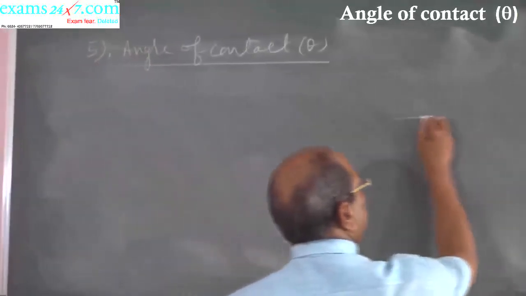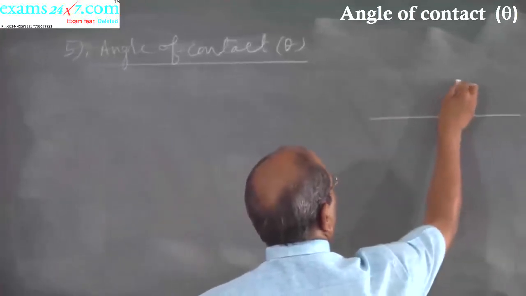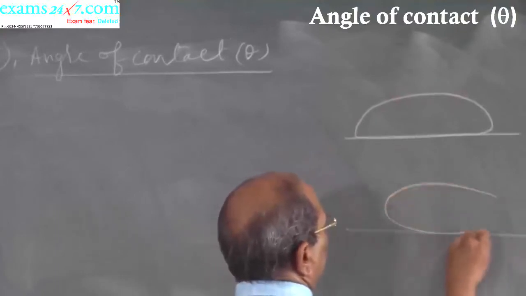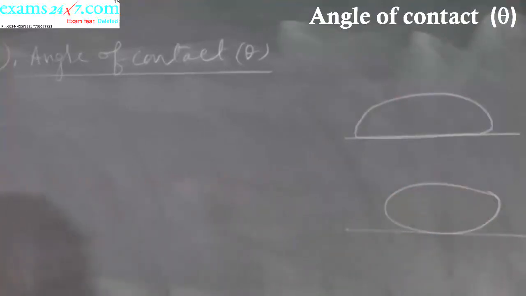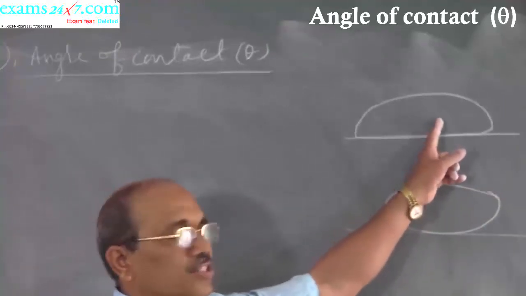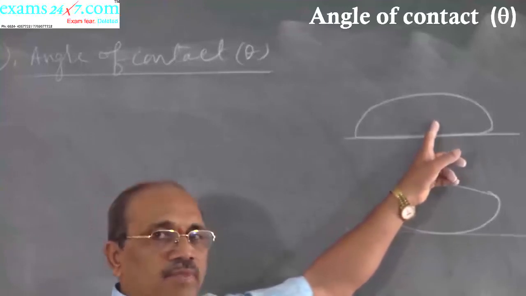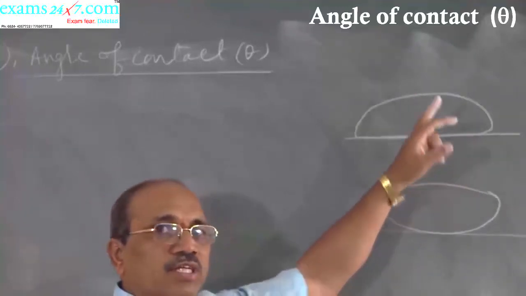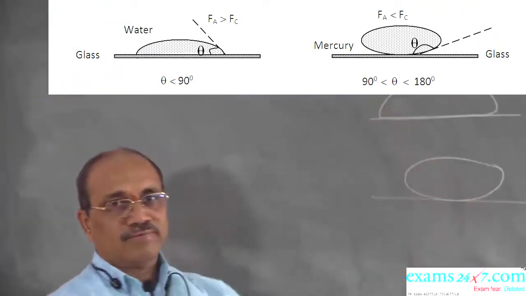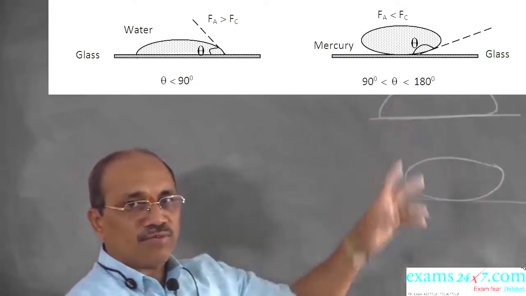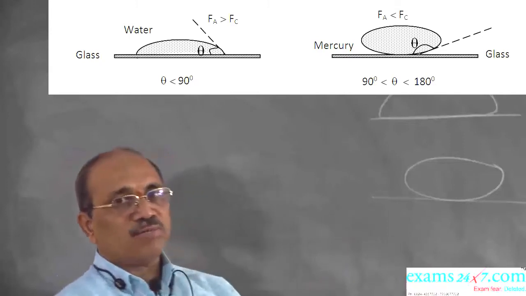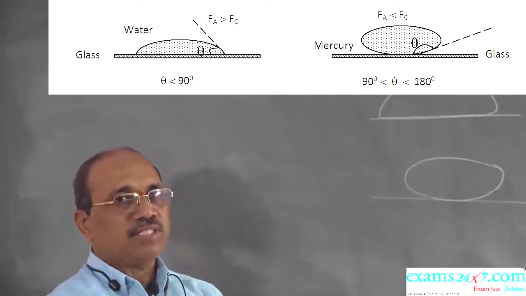Whenever we take a liquid drop on any surface, it may wet the surface or not wet the surface. Why this happens is due to the nature of cohesive and adhesive forces. If the cohesive force of the liquid drop is stronger than the adhesive force between the liquid drop and the solid surface, then it does not wet. If the cohesive forces are weaker compared to the adhesive forces, then the adhesive force becomes stronger and wets the surface. That's the basic reason.